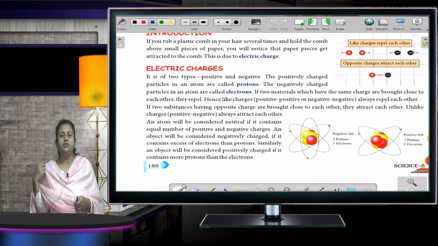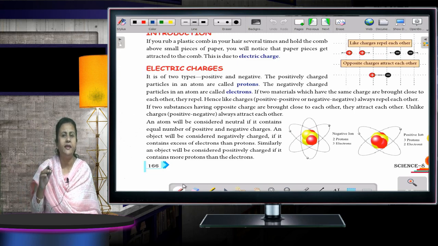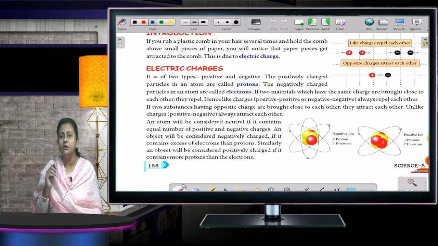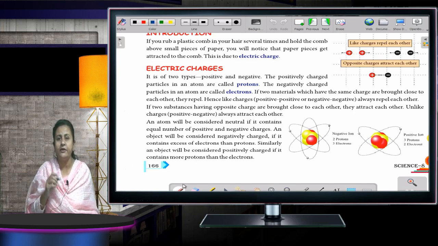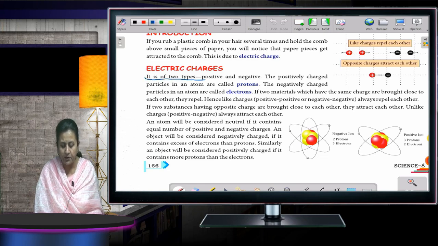Electric charge, as I told you, when you are rubbing the comb against your hair and then bringing the comb back in contact with the small pieces of paper that you have stored, what is happening? The papers are getting attracted towards the comb. That is electric charge. Now, if I talk about electric charges, there are two types of electric charges, children. One is positive and the other one is negative. Okay, it is of two types, positive and negative.